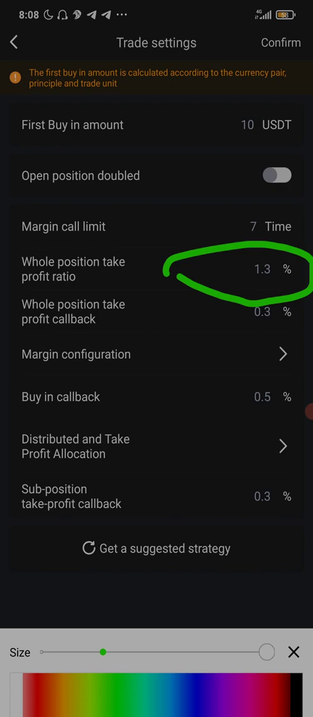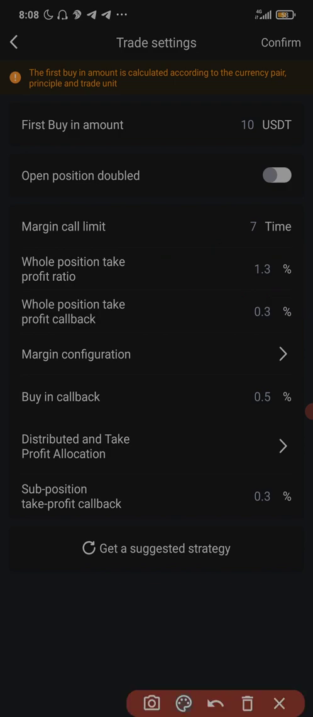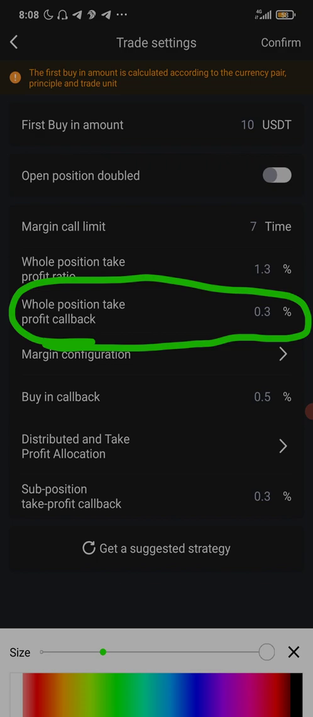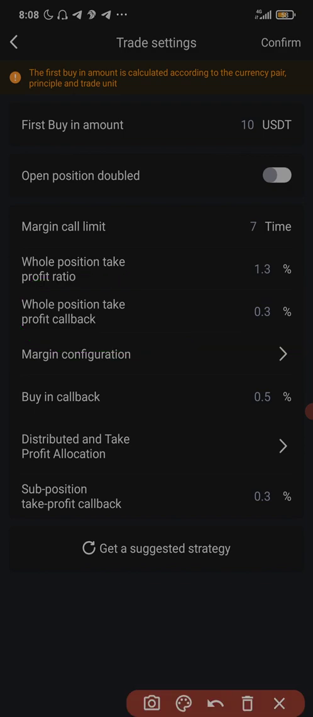So now we also have the whole position profit callback. This whole position take profit callback, what does it actually mean? The default setting is 0.3% now. So what this simply means is that whenever the price of this coin gets to 1.3% and the bot wasn't able to take profit at that moment, maybe because most times in cryptocurrency, when the price increases or drops, it's just like a flash. So maybe the bot is there to take profit at this 1.3% before the price of that coin drops.